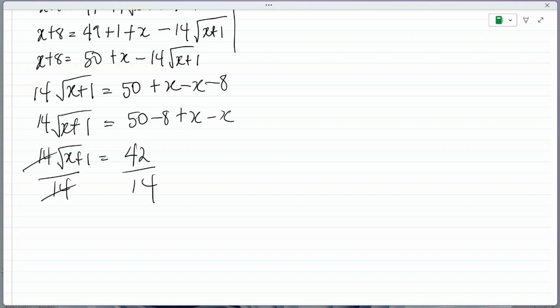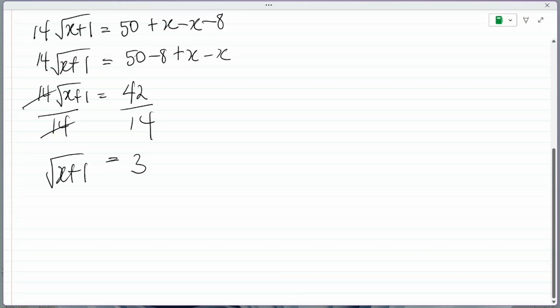14 cancels 14. On the left, you'll be left with root x plus 1 equals, on the right, 42 divided by 14, or 14 in 42 will give you 3. Now you have root x plus 1 equals 3. Next thing you need to get off is this root or the square root. And to get this root off, you square both sides. So you square this and power this to 2, that's still squaring 3. You square your left side and your right side.